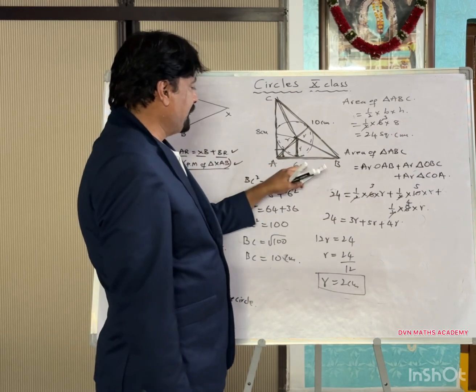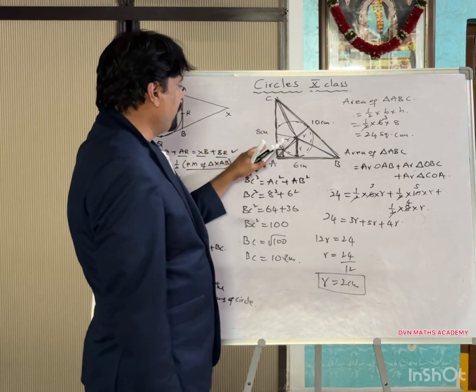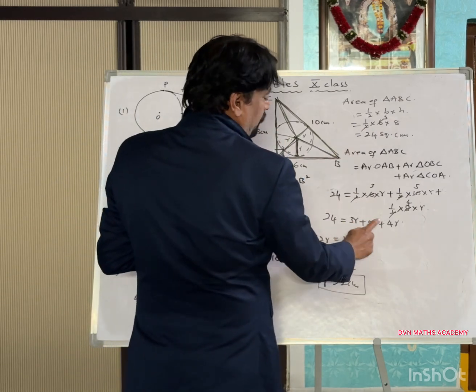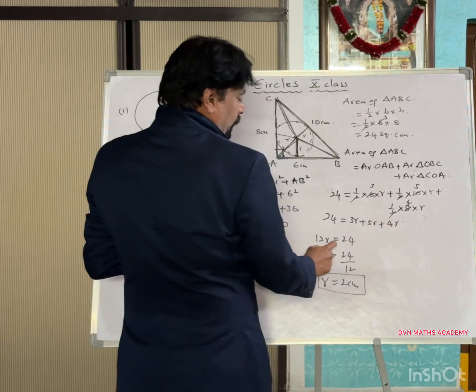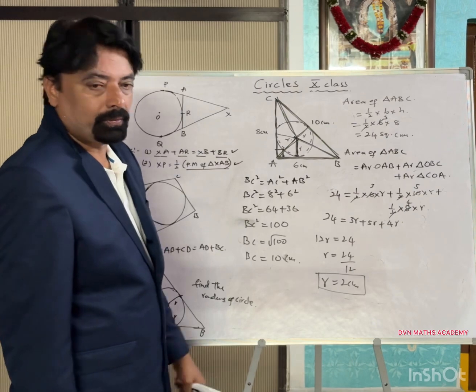So base is 6 and radius is the height, and here base is 10 and radius is R, and the base is 8 and radius is R. If you apply that, you will get 24 is equal to 3R plus 5R plus 4R. So 12R is equal to 24, then R is equal to 24 by 12, then radius is equal to 2 centimeter.